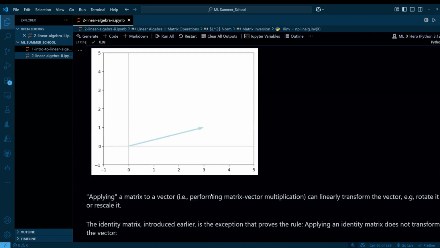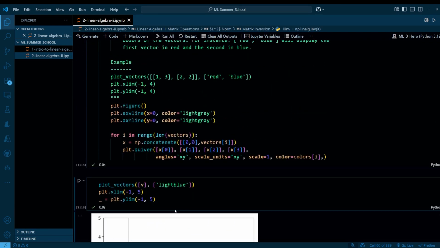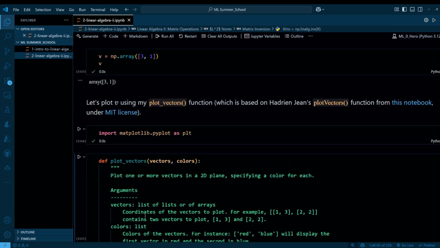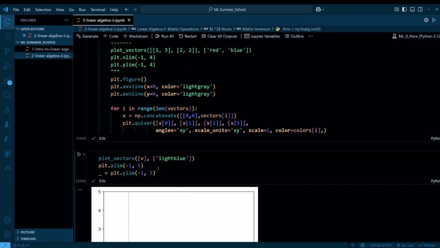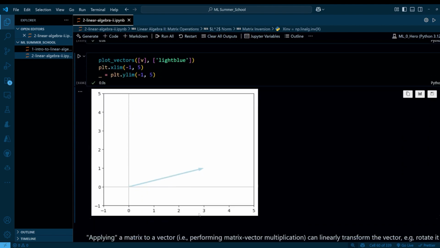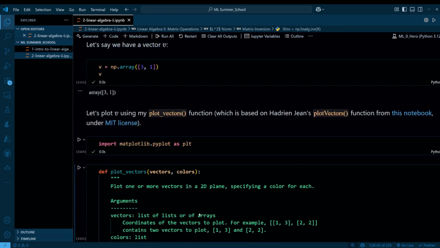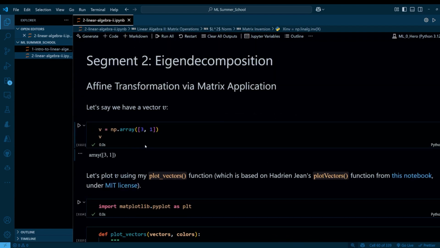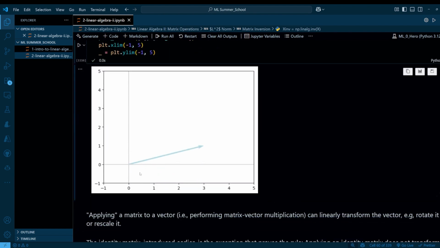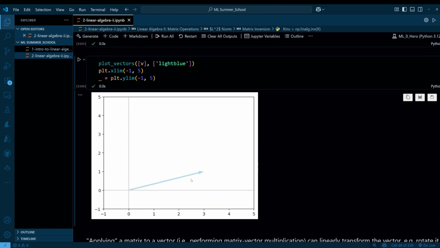Let's see an example with this vector. Assume that we have a vector which is 3, 1. If you look here, we have 3, that means 1, 2, 3, so 3 and 1. This is the vector, shown in a light blue color.